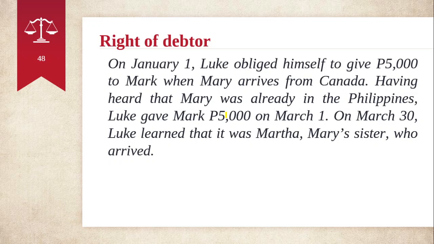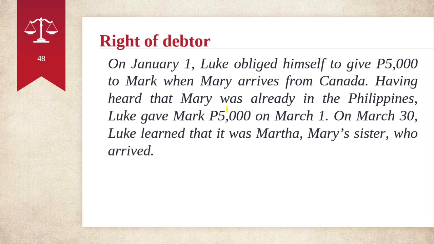So, this is an example of a casual condition. It depends upon a third person. Who is the third person? Mary. So, Luke or Mark probably heard that Mary was already in the Philippines, so he thought Mary was already there. Luke went to Mark and said, "Mark, I'll give you the 5,000 now because Mary is already here."